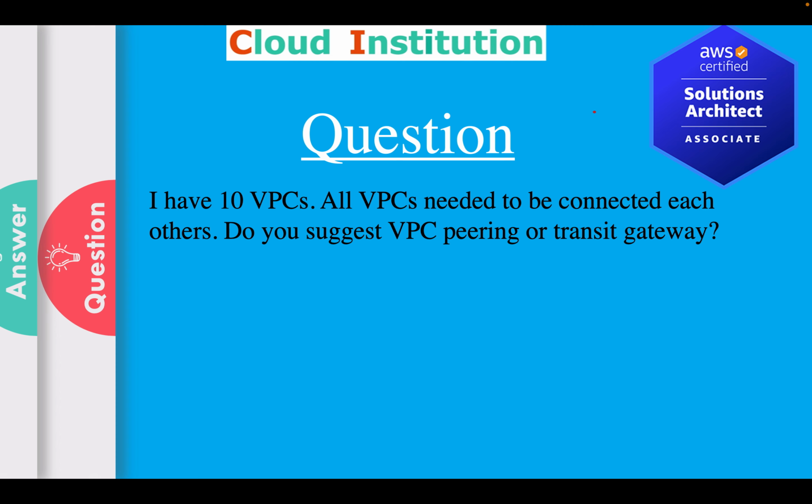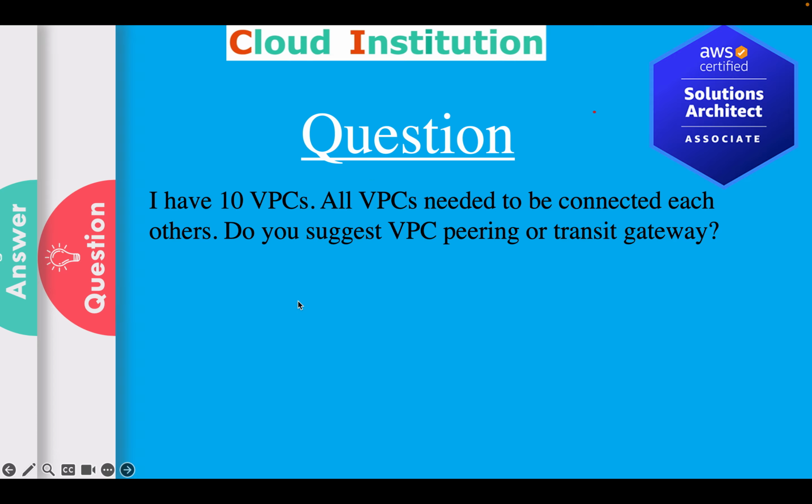The interviewer will be asking you to test your knowledge on VPC peering and transit gateway. So basically, the answer is the difference between VPC peering and transit gateway. Both are used to connect VPCs to each other, but what is the better option, which you will choose? When you have more than 10 VPCs, for example, he has clearly mentioned that I have 10 VPCs, and all the VPCs need to be connected to each other.